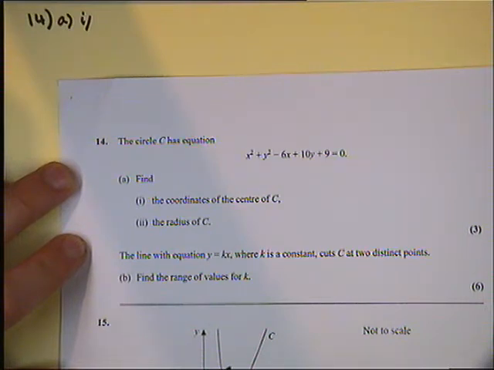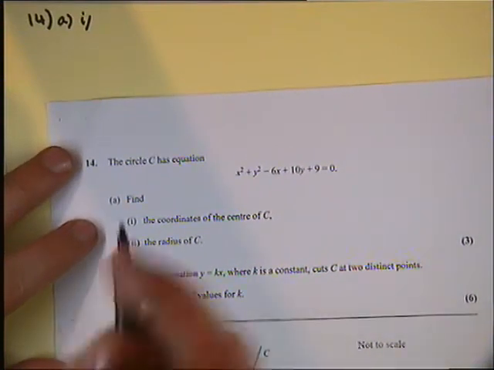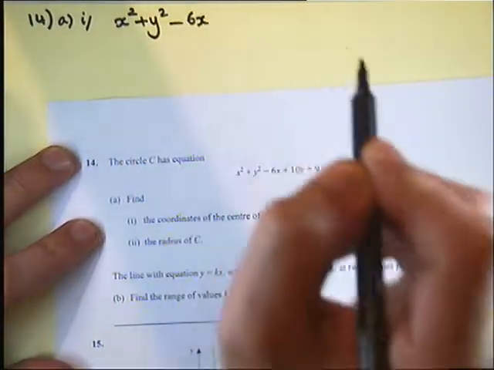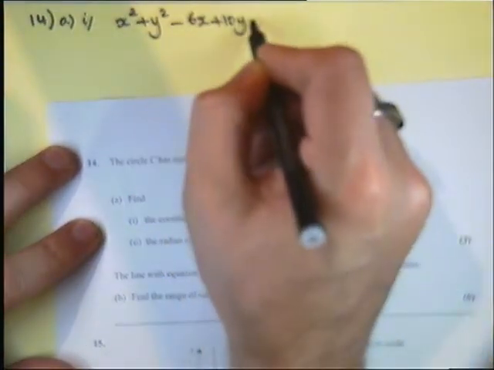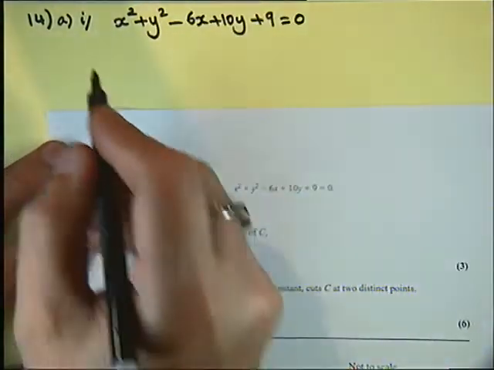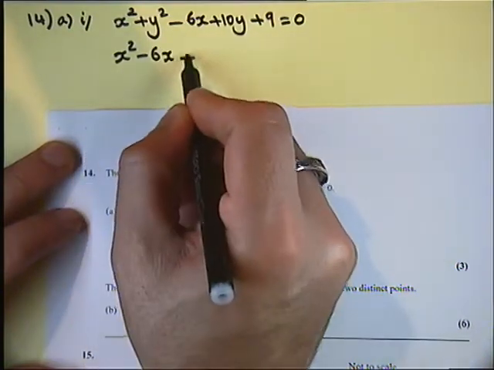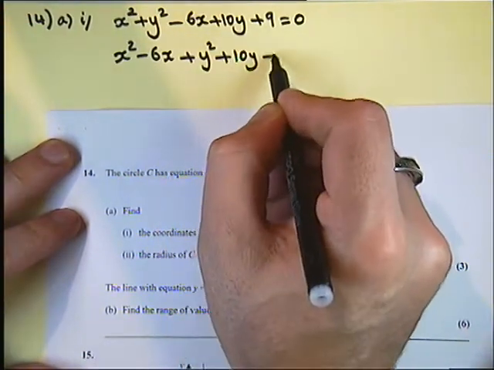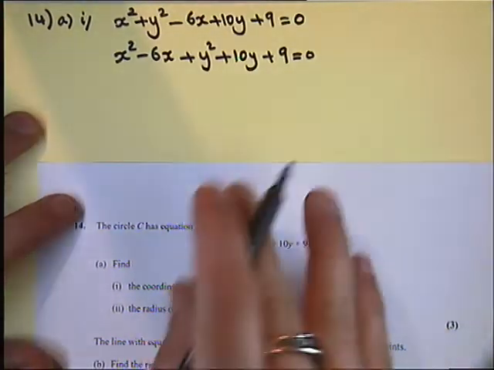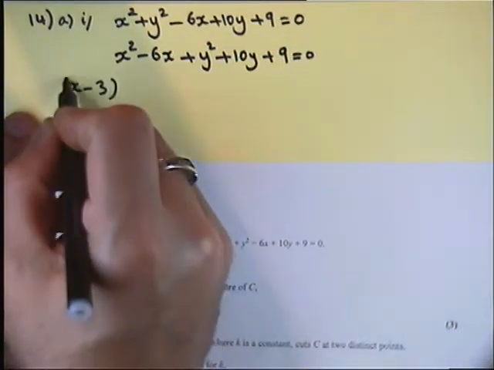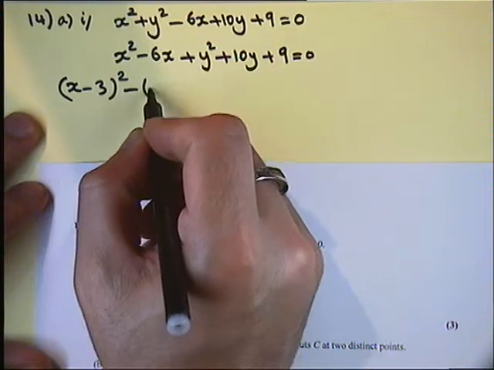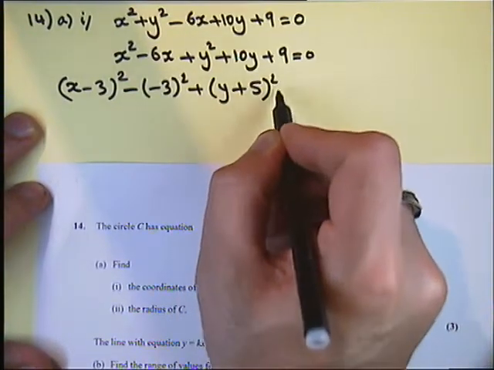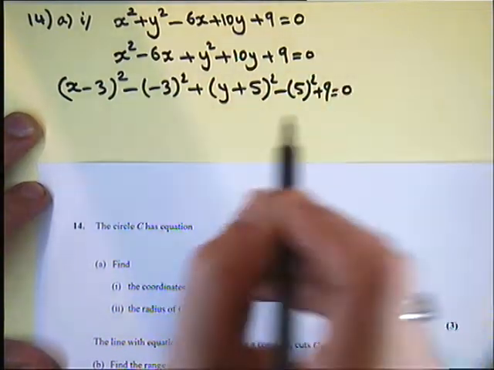To find the coordinates of the center and the radius, all we need to do is complete the square for both x and y. So let's write down the equation again: x squared plus y squared minus 6x plus 10y plus 9 equals 0. Let's bring all the x's together, x squared minus 6x, and similarly bring y together, y squared plus 10y, plus 9 equals 0. Completing the square for x, we get x minus 3 squared minus 3 squared, plus y plus 5 squared minus 5 squared, plus 9 equals 0.